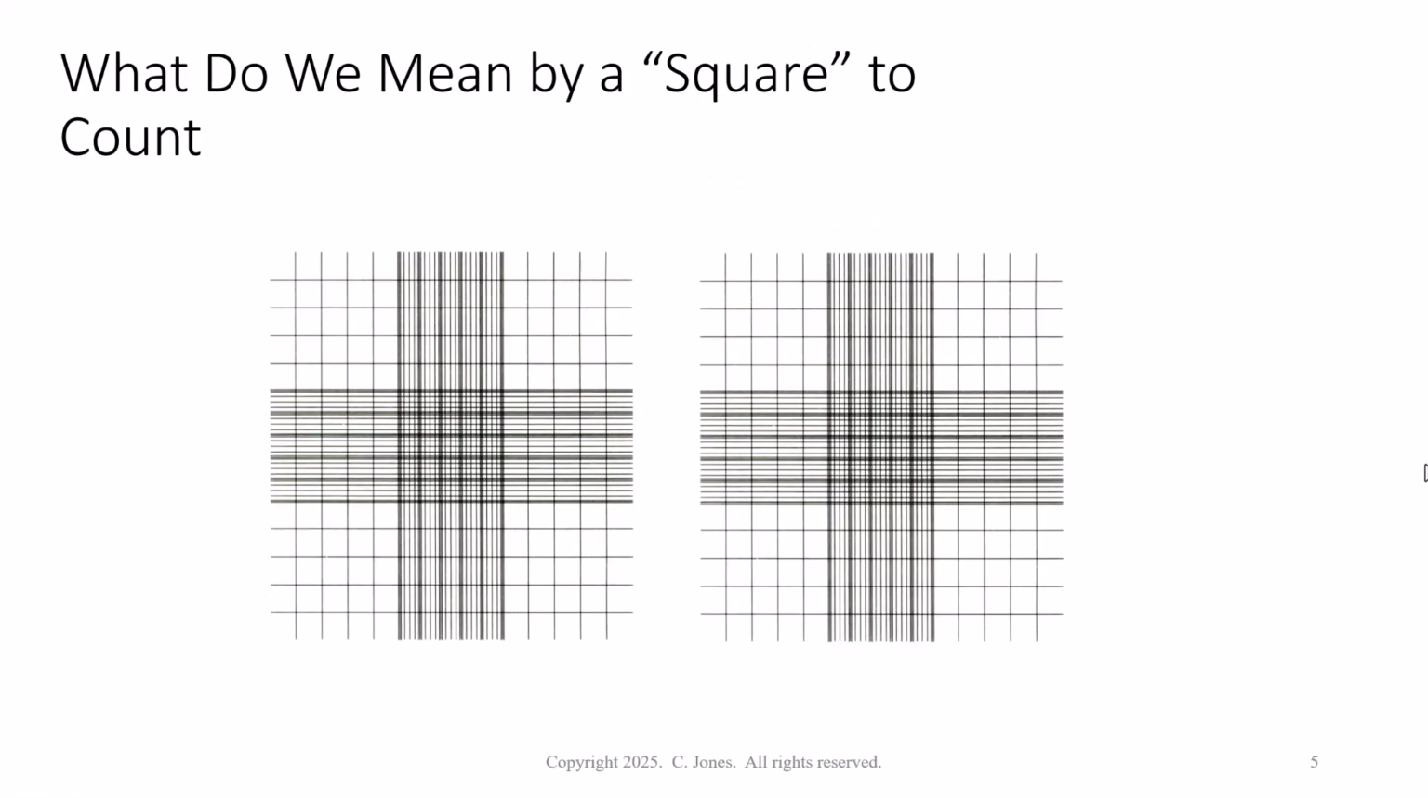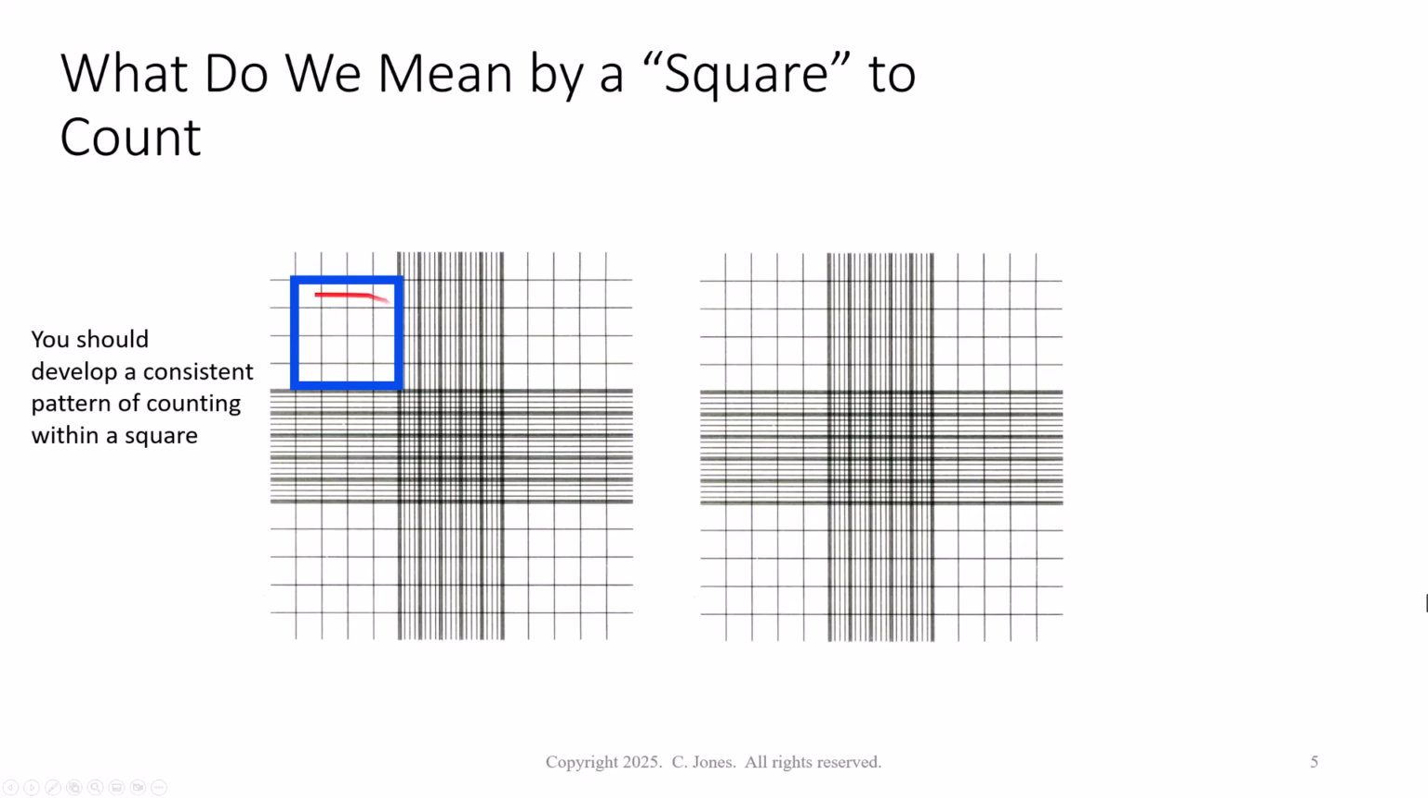Okay. So, here's our square to count. We're going to look at the cells in here, right? So you're going to have to train your eyes to be able to count the cells in here, and hopefully these individual grids within the large square make it a little bit easier. But I recommend that you develop a consistent pattern and follow that pattern for every square that you count.